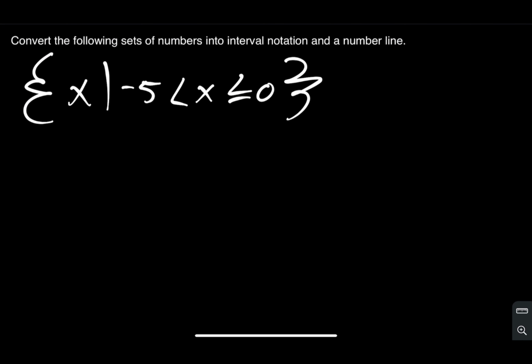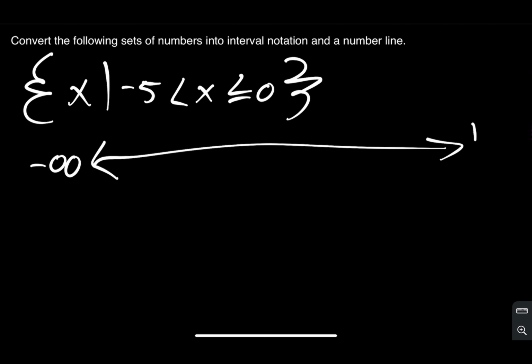So we have the inequality negative 5 is less than x, and x is less than or equal to 0. So let's draw a number line. We have negative infinity towards the left, positive infinity towards the right. We have the values negative 5 and 0, so we plot those. We have negative 5 is less than x, so no equal to part, so we use a hollow point there. Then we have x is less than or equal to 0, so we have an equal to part there, so we put a shaded in point there.